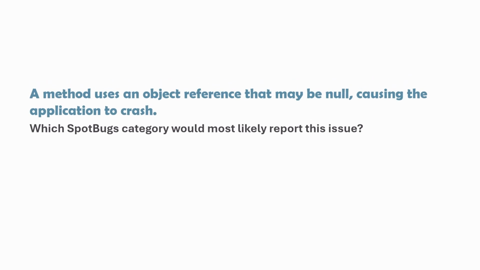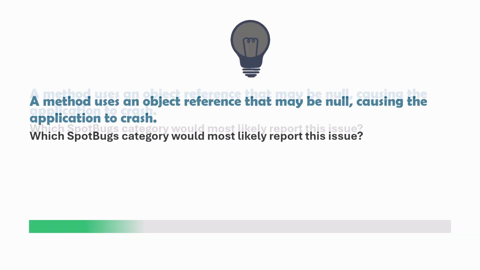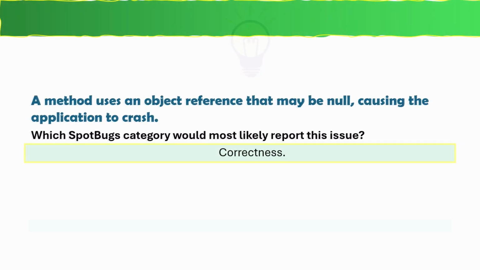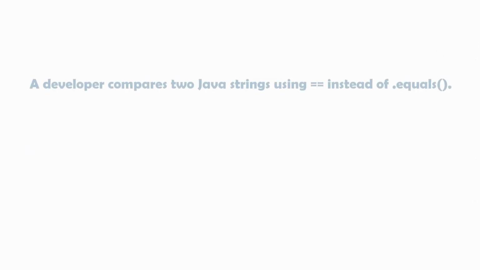Next, a method uses an object reference that may be null, causing the application to crash. Which SpotBugs category reports this problem? Answer is correctness. A potential null pointer dereference can cause the program to fail or produce incorrect results, making it a correctness issue. Here is one final challenge.